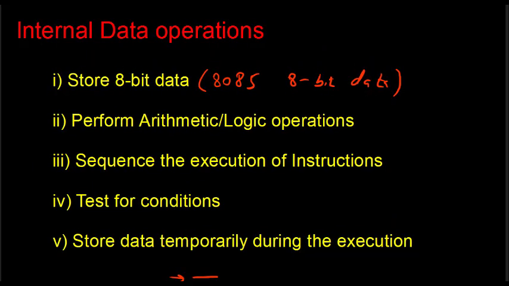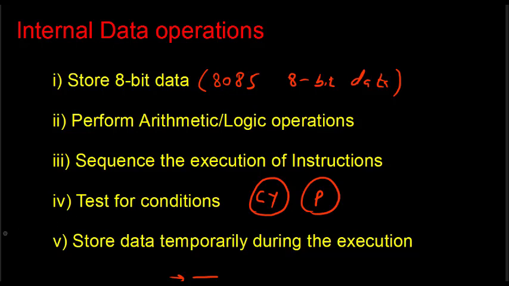Then number 4 is test for conditions. So there can be varieties of conditions. In case of 8085, we have flag registers. There are 5 flags. So with respect to those flags, we can check some conditions, like suppose with respect to carry flag, we can check whether a carry is generated or not, and if it is generated, what to do, if it is not, then what to do. Similarly, with respect to parity, the parity can be odd, parity can be even. So we can check the condition whether the parity is odd or even, and so on.